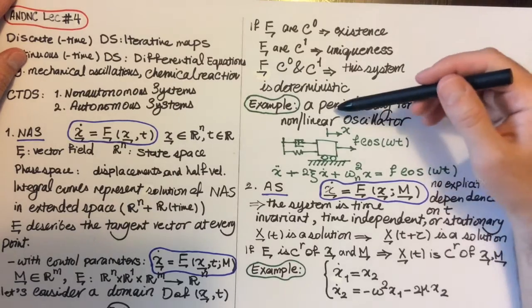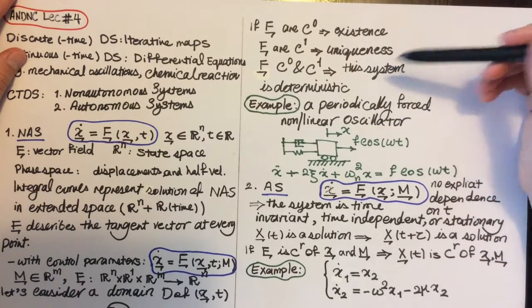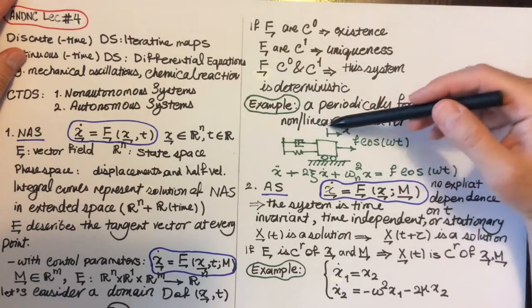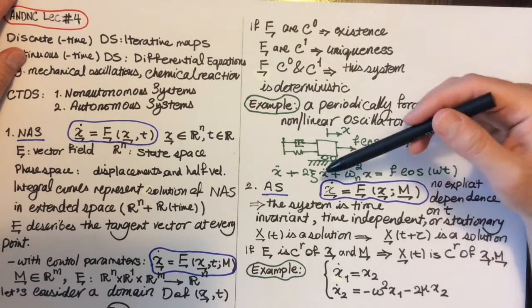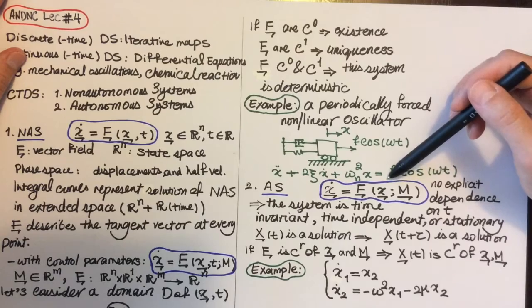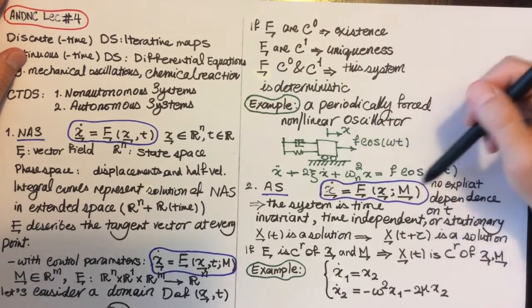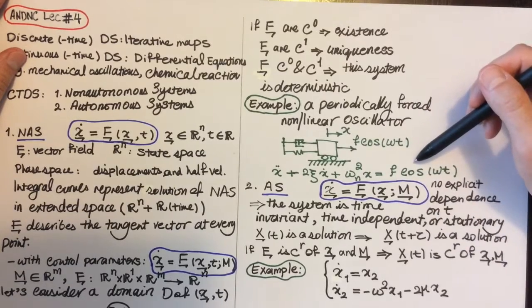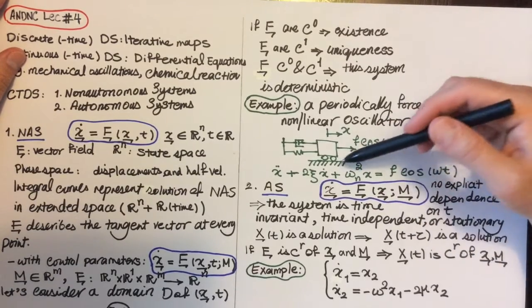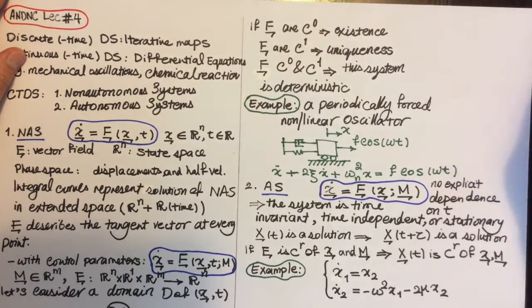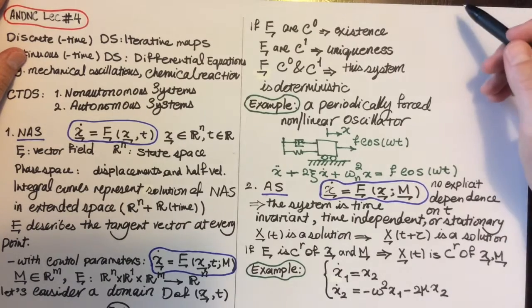All right, an example of a non-autonomous system is our periodically forced nonlinear oscillator. You can simply write down the equation of motion. At this level, you already know how to do this. You can quickly realize how to write this equation of motion. So f cosine omega t on the right hand side depends explicitly on time. Therefore, the system is a non-autonomous system.